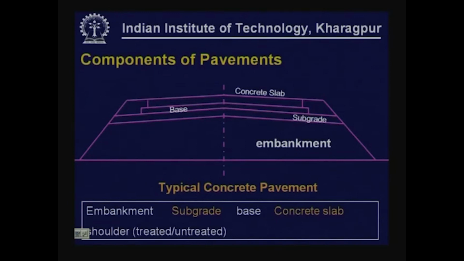This is a typical sketch of a concrete pavement, again having embankment, subgrade, base and the concrete slab. This will also have shoulders. This is just a typical representation. This may be on embankment, this may be in cutting. The concrete slab may or may not have a base, but in general nowadays for highways we normally provide a granular base also. So, here also we use aggregates for different components. As you know, concrete requires aggregates, base also requires aggregates, and shoulders also we may use aggregates.